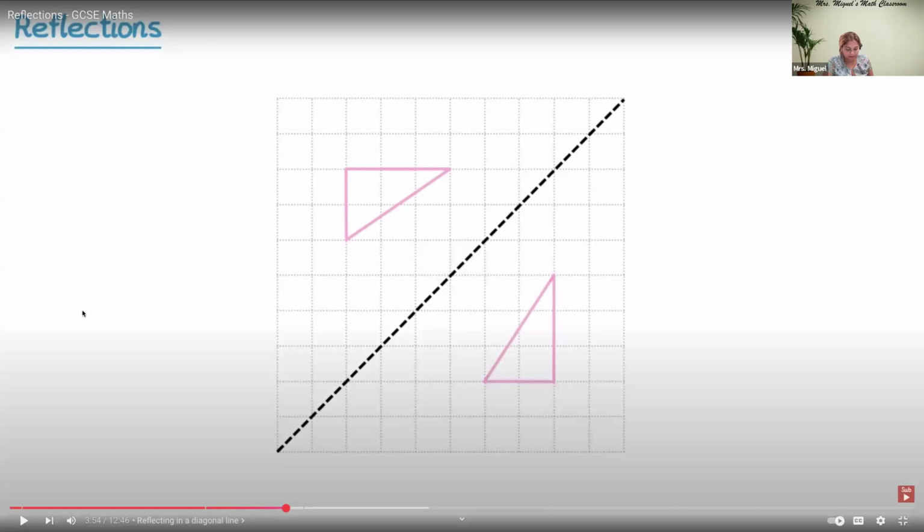So let us look at that. That is a reflection. You can clearly see that it is a reflection, right? Look at how it is, and that is a reflection in the line y equal to x. I want you to remember that, that is a reflection in the line y equal to x.